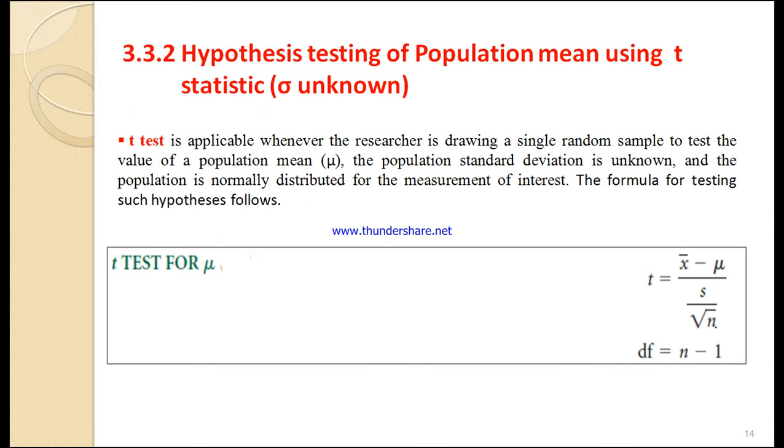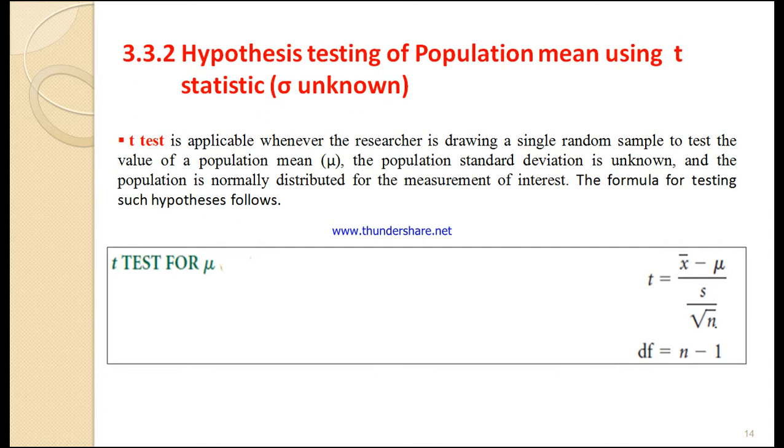As well, we'll also learn about hypothesis testing of population proportion. Let's start by dealing with hypothesis testing of population mean when population standard deviation is unknown. T-test is applicable whenever the researcher is drawing a single random sample to test the value of a population mean. The population standard deviation is unknown and the population is normally distributed for the measurement of interest.